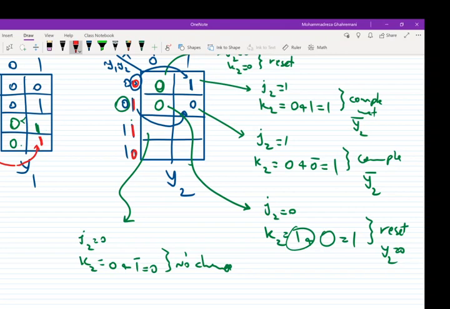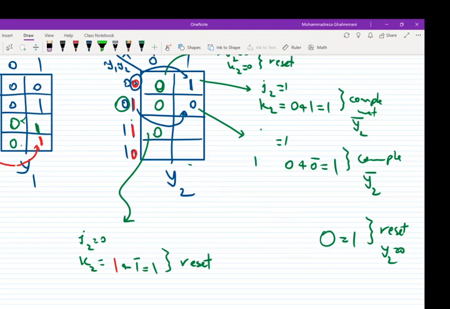Let me just double check this one. It is 0 and k2 is 0 plus 0, not 0, yeah, it's not 0, sorry, it's 1. 1 plus 1 bar, which is equal to 1, and it means reset. Not, no, sorry, it's reset. So this one will be 0. Let me erase this part because I want to continue for the next cells.